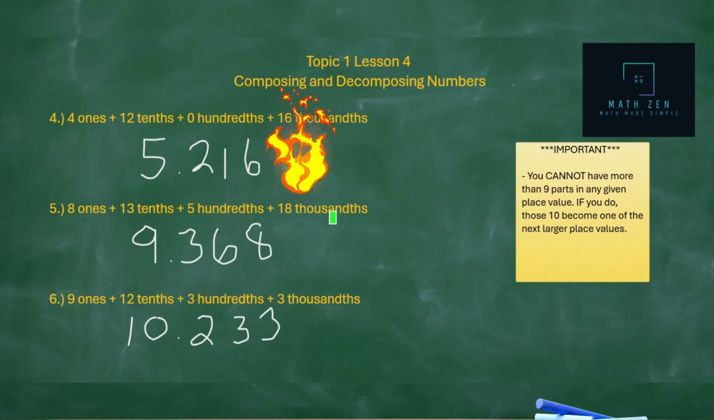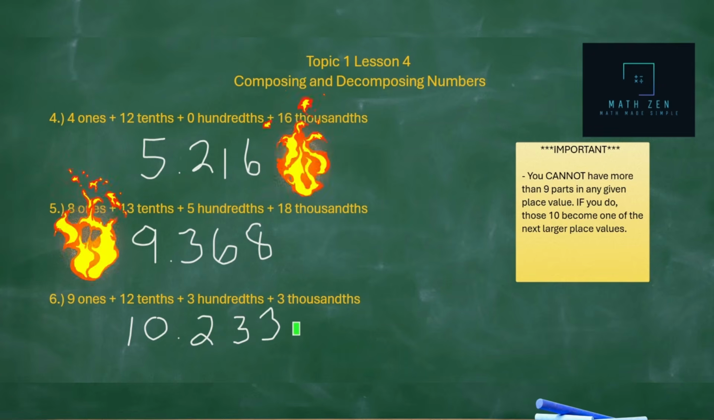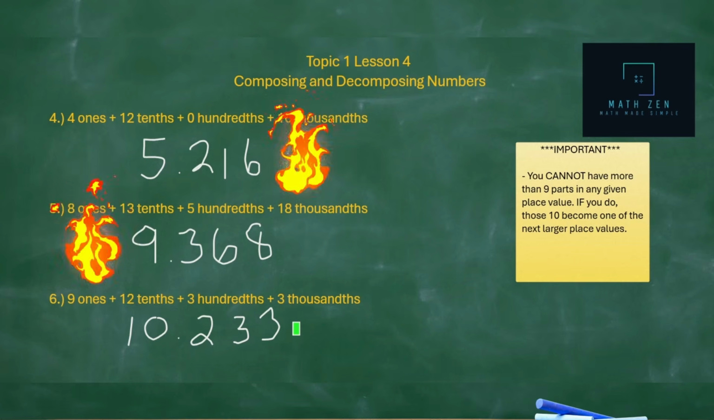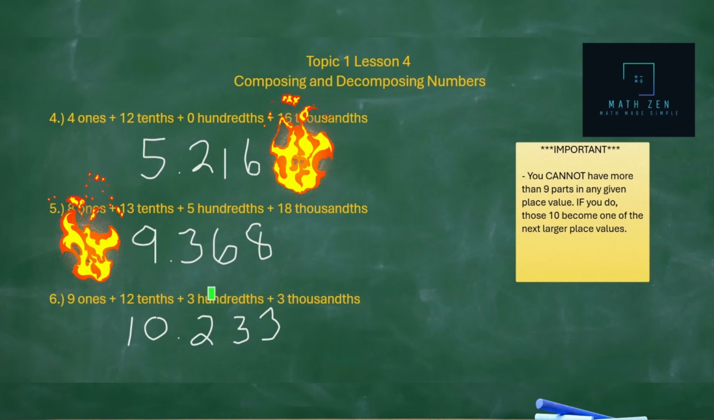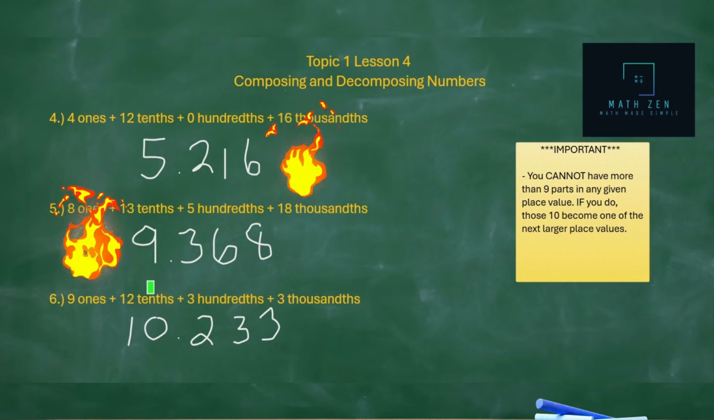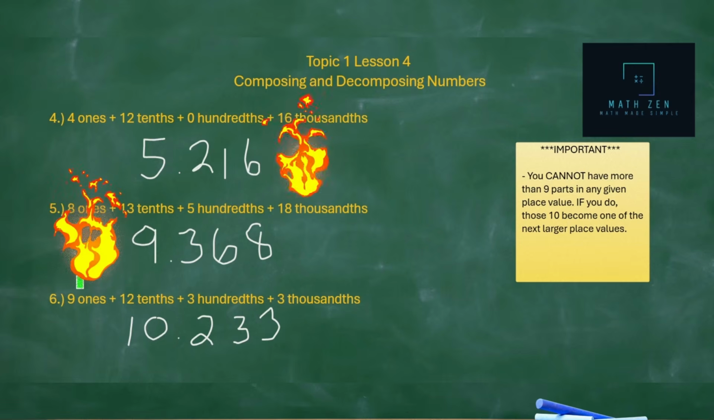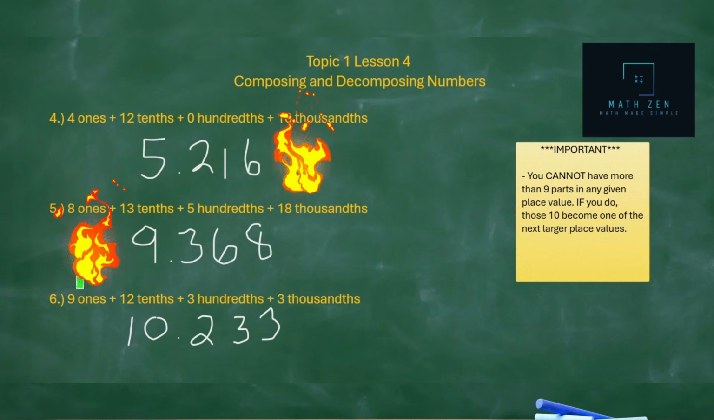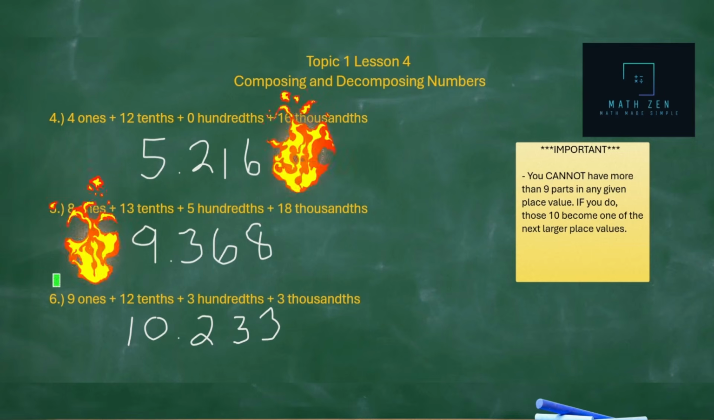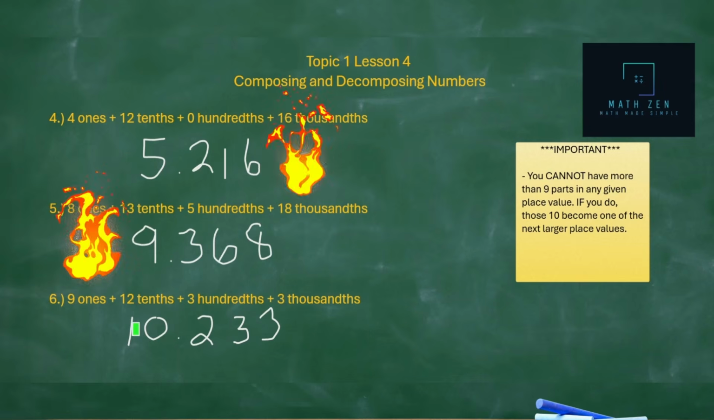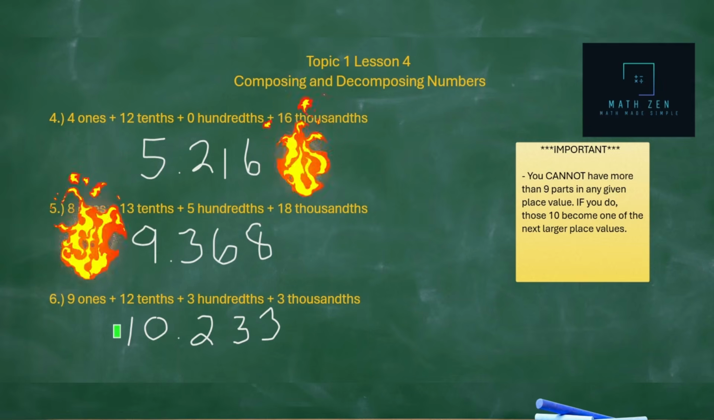Number 5, we did again have enough thousandths to regroup to hundredths. Then we also had enough tenths to regroup to ones. So our final answer for this one should be 9 and 368 thousandths. And then this one was intentionally made a little bit tricky, so hopefully you did get 10 and 233 thousandths. And the tricky part lies right here, where we had enough tenths to grow up to 9 ones, but again, that would make 10 ones, and we can't have that, so we would need to regroup into the tens place. So that's why we ended up with 10 and 233 thousandths.